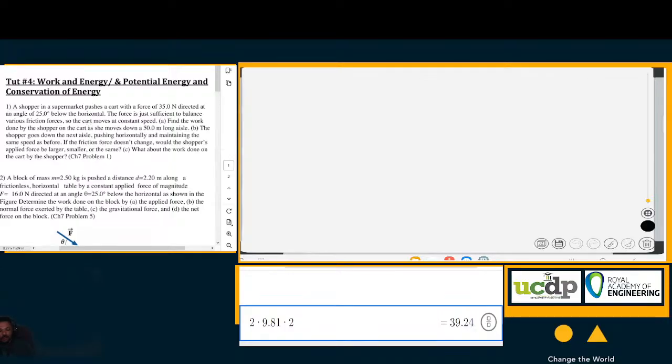Okay, first, question 1A. The first part. A 35 newton force applied by the shopper makes a 25-degree angle with the displacement of the cart, or the horizontal.